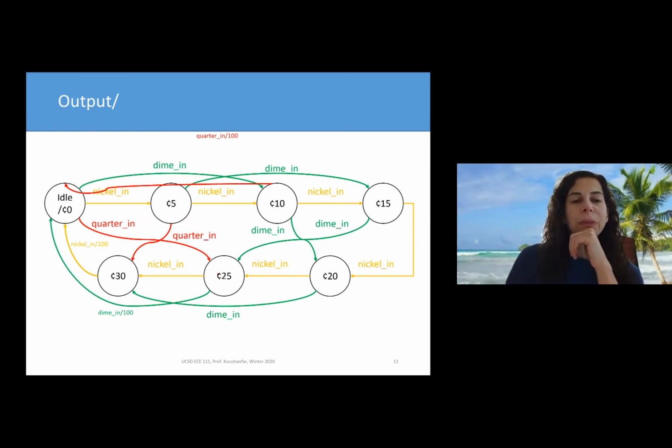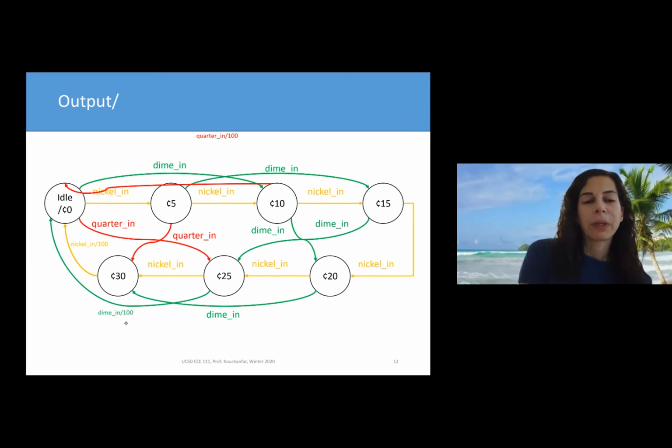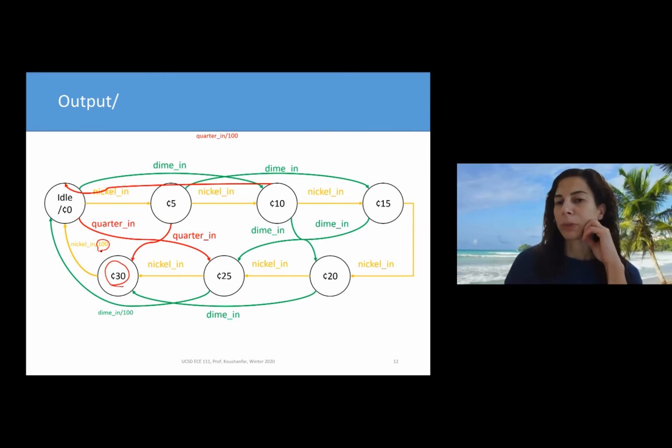So of course, we look into what happens when you get to 25 cents and you get a dime in. That means I'm going to go to the idle state and I'm going to dispense. So here, this 100 is a dispense, but there are other ways I could dispense. If I'm at 30 cents and I get a nickel, that means I get 35 cents, I go back to the idle state, and I also flag my output as dispense.